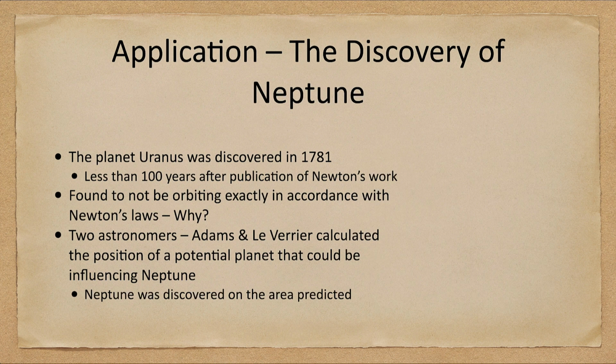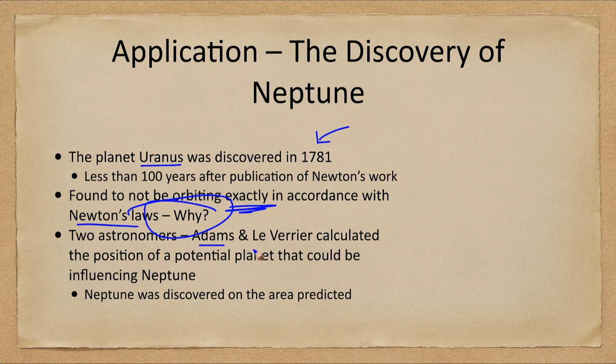So let's see how this could have been used and how it was used. Uranus, the first planet to be discovered, was discovered in 1781. This is less than a century after Newton published his work on gravity. As we tracked its orbit, we found that it was not orbiting exactly in accordance with Newton's laws. The big question is why? Did Newton's laws not apply that far out in the solar system? Or was there another planet out beyond Uranus that would influence its orbit?